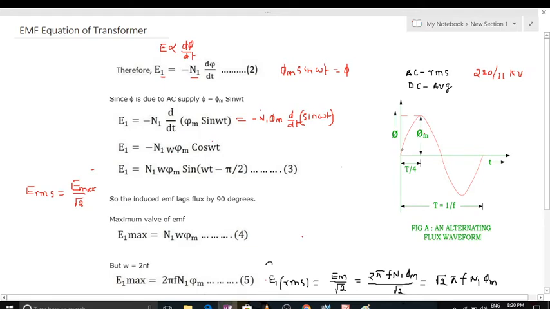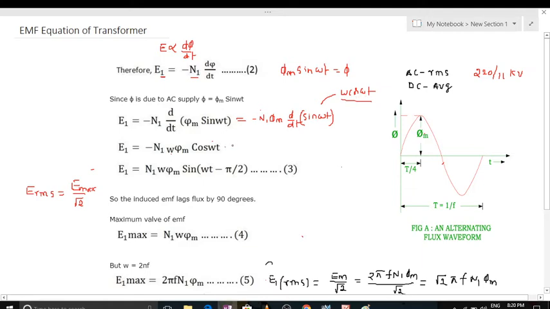The transformer supply is alternating in nature, so the flux is also alternating in nature. So in place of φ, I put φ = φm sin ωt. Here φm is a constant, so I take it outside, and the differentiation of sin ωt becomes ω cos ωt. We know the differentiation of sin ωt is ω cos ωt.